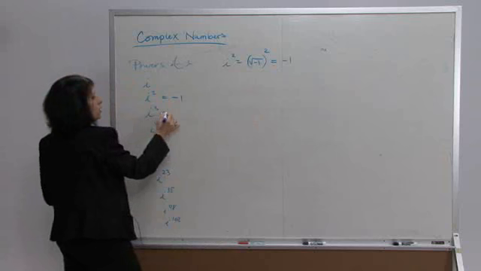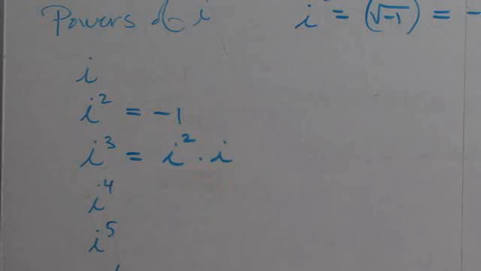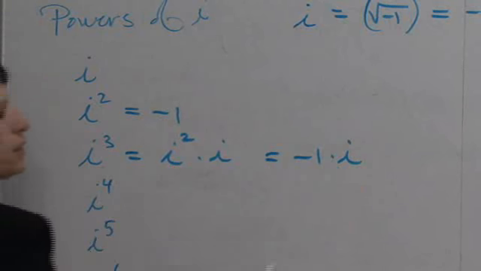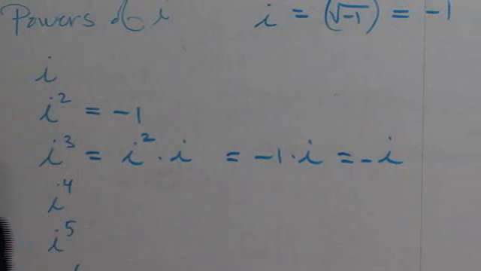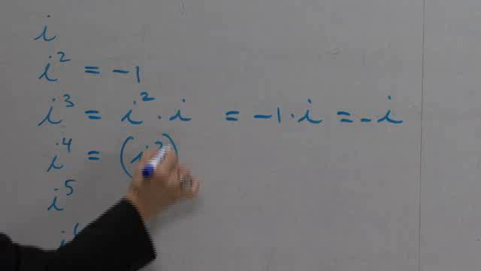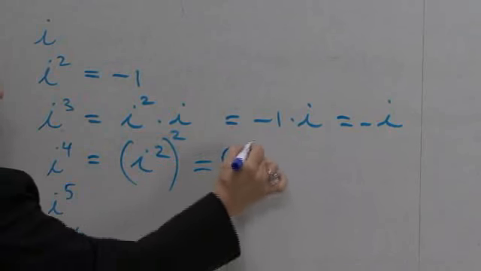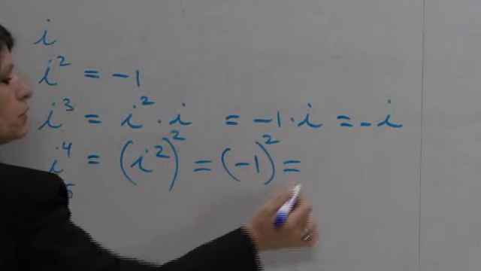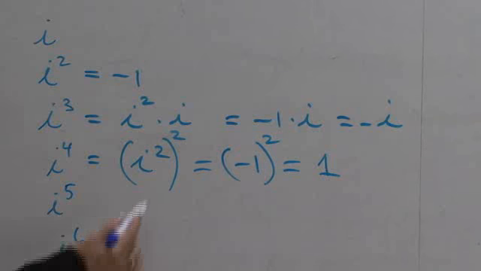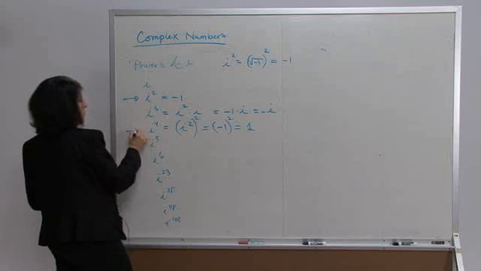Okay. So let's go to i cubed. I cubed, I know I can write it as i squared times i. And the i squared is -1, so it's -1 times i, and that's -i. i to the 4, I can think of it as i squared to the power 2. And i squared is -1, so I have -1 to the power 2. And when I square -1, I get a 1. So that's another real number. See, i squared is a real number. i to the 4 is a real number.